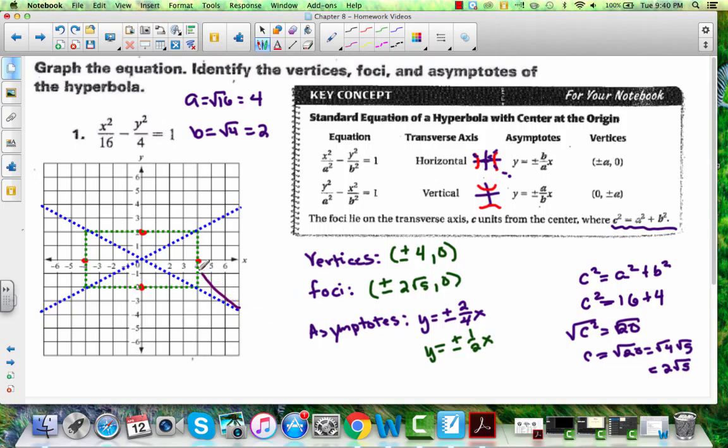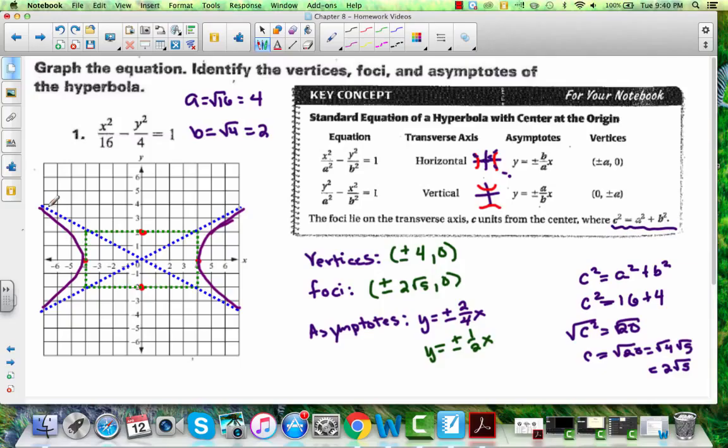So I'm going to go ahead and draw down. My drawing is going to be almost like a parabola that's opening to the left and right. But this is on both sides of the graph. Go down and hit my vertices and go up. And notice how I'm approaching my asymptote but not crossing it.